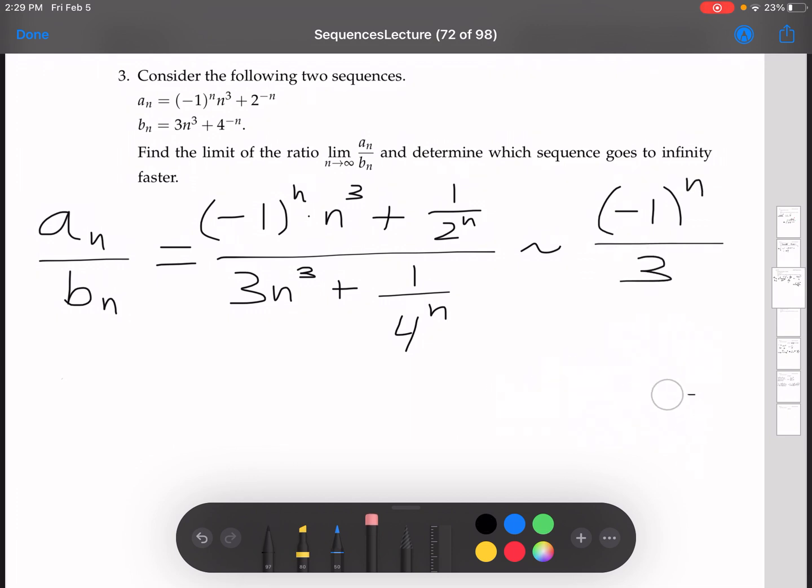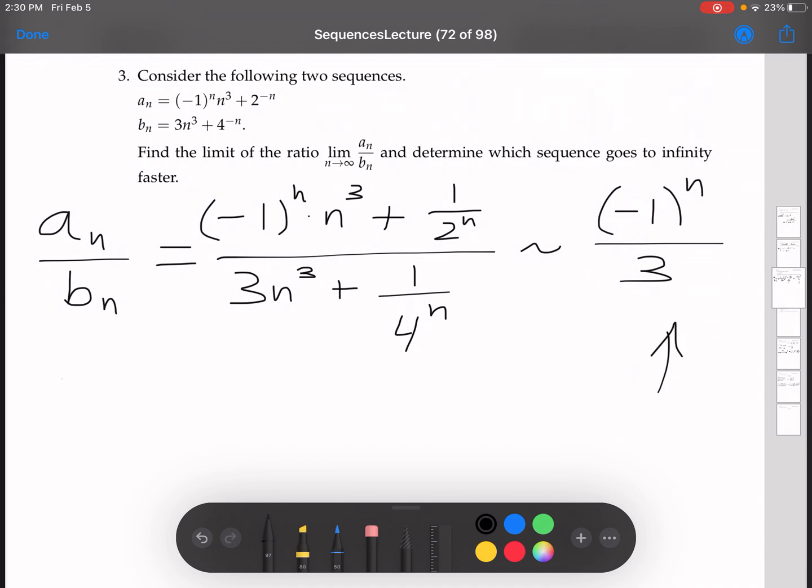Give myself a little room. And so whatever happens with this sequence also happens with this sequence in terms of the limit. Whatever happens with the limit of this one is the same as whatever happens with the limit of this one. And so now we'll investigate the limit of this one right here.